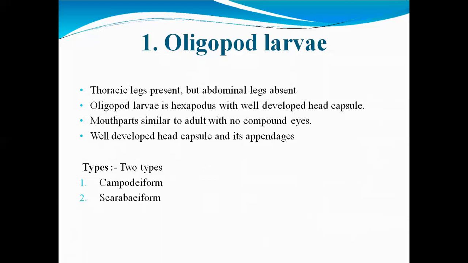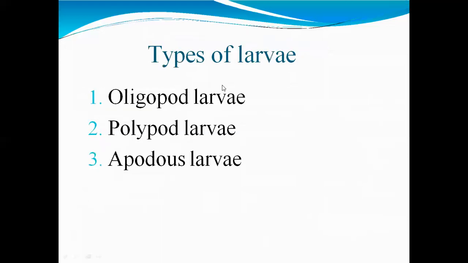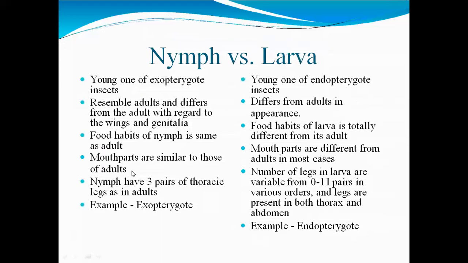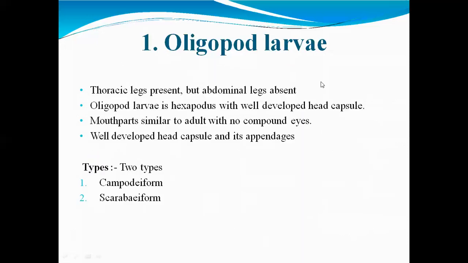Hexapodous means six structures, with a well developed head capsule. Next, the mouth parts are similar to the adult's, with no compound eyes. In the last slide we already discussed that in the nymph stage the mouth parts are similar to those of adults. In the larval stage, mouth parts are different from adults in most cases. The same in oligopod: mouth parts similar to adult, with no compound eyes.